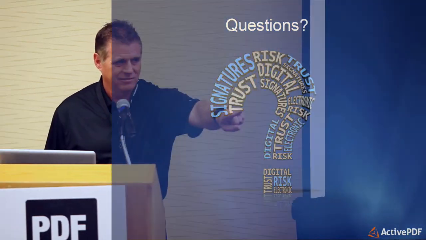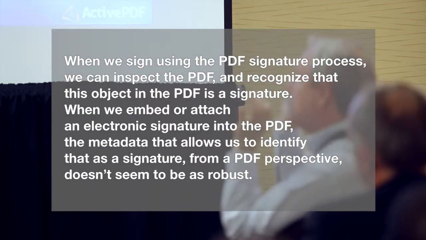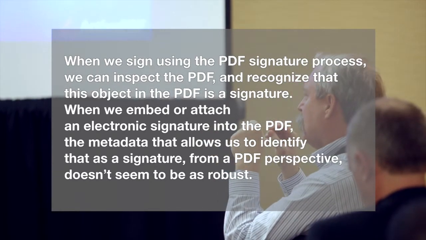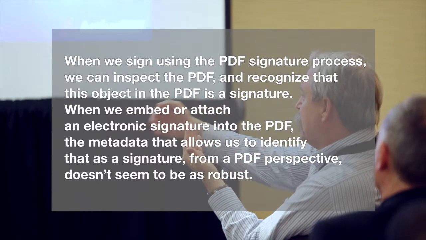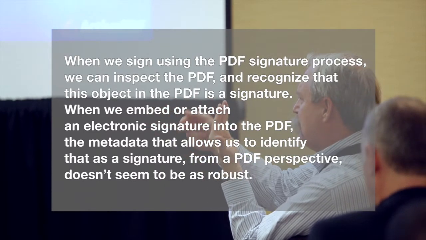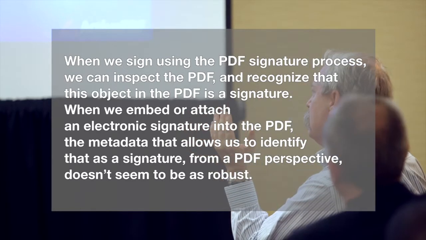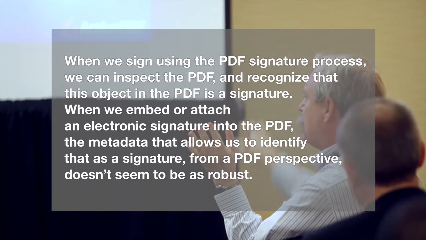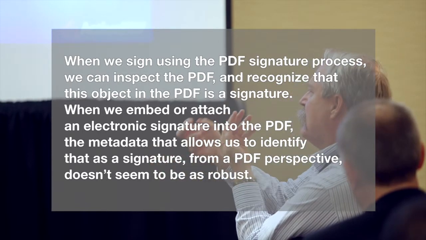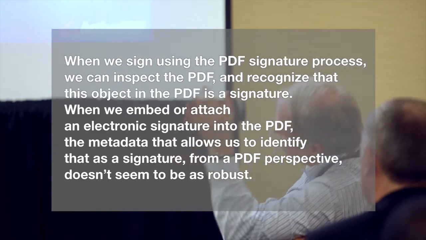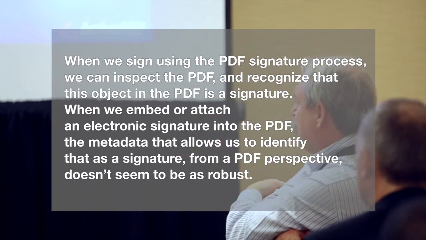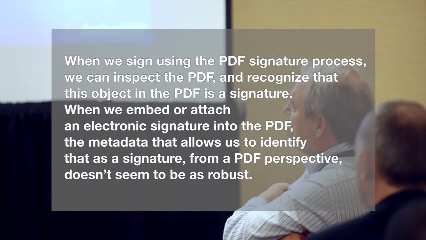Okay, the one I brought up earlier. When we sign using the PDF signature process, we can inspect the PDF file and recognize that this object embedded in the PDF is a signature. When we embed or attach an electronic signature into the PDF, the metadata that allows us to identify that as a signature from a PDF perspective doesn't seem to be as robust. We can't easily recognize that this object is the signature.